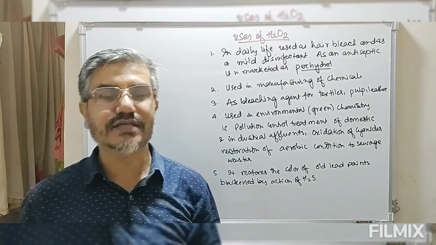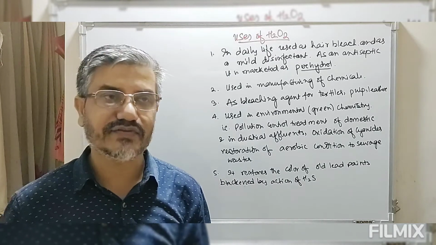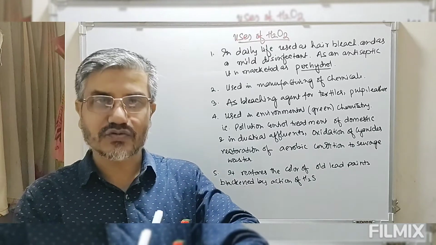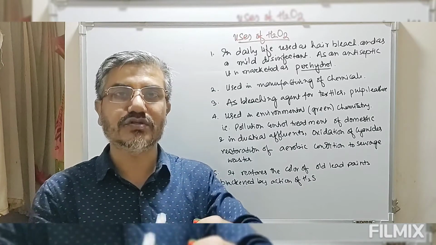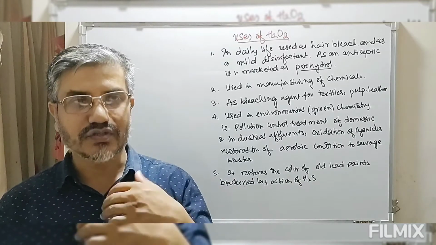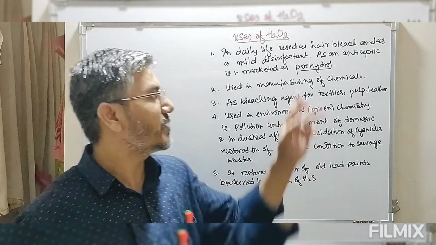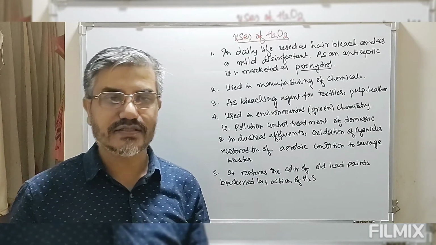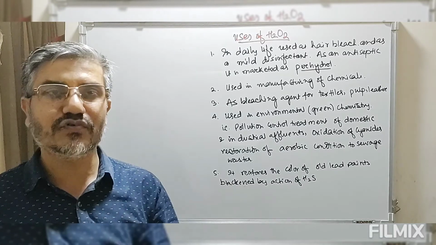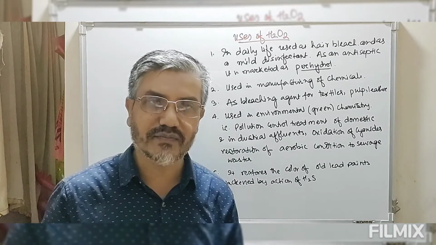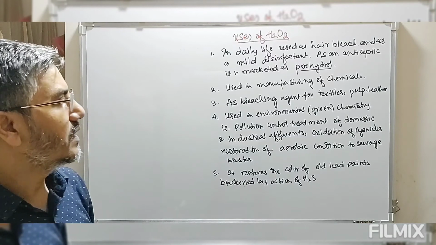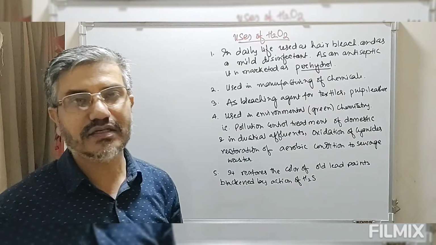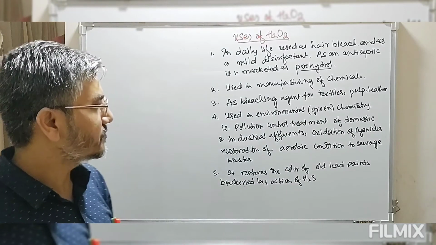But otherwise, hydrogen peroxide is a very good antiseptic, and as an antiseptic, when we have some scratch, we apply hydrogen peroxide. As an antiseptic, this is marketed as perhydrol. Second, hydrogen peroxide is used as a raw material or as a reagent for the manufacturing of a large number of chemical compounds. Third, this is used as a bleaching agent for textiles, pulp, leather, oil, fats, etc.